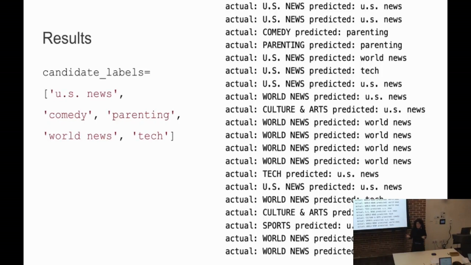And then you're like, okay. Actually, I didn't go into that one, I went into the comedy one. There is one where the actual is comedy, and the predictor is parenting, and I'm gonna show you what happened there. Anyways, it's not perfect, you see? This one is also tech instead of world news. This one went from culture and arts to comedy. We will have to look into that, but I didn't.